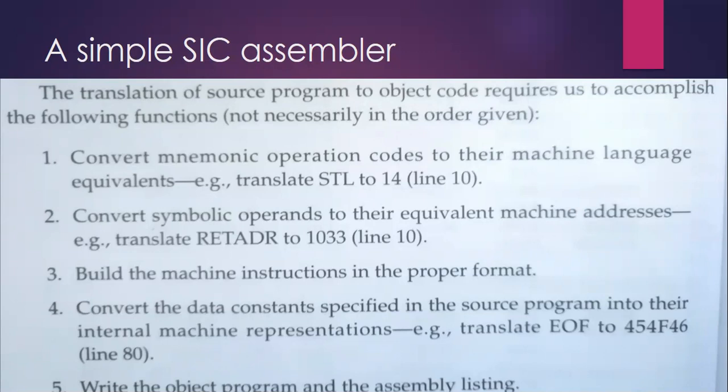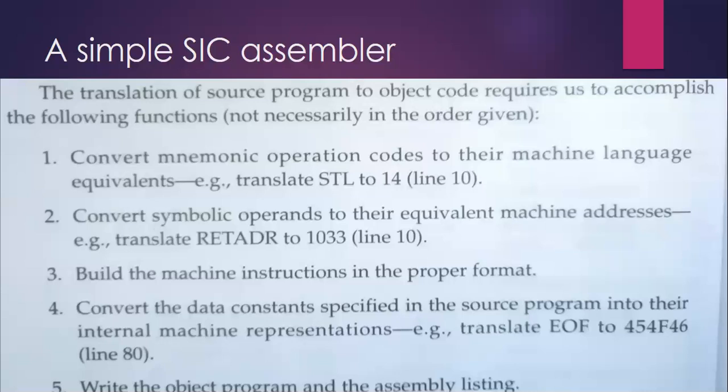Such mnemonic operation codes, for example add, load, store, moving the content, and any other operation codes we use in our assembly level language, should be translated to their appropriate equivalent machine language code. That is the first thing we need to do. Second, convert symbolic operands to their equivalent machine addresses.